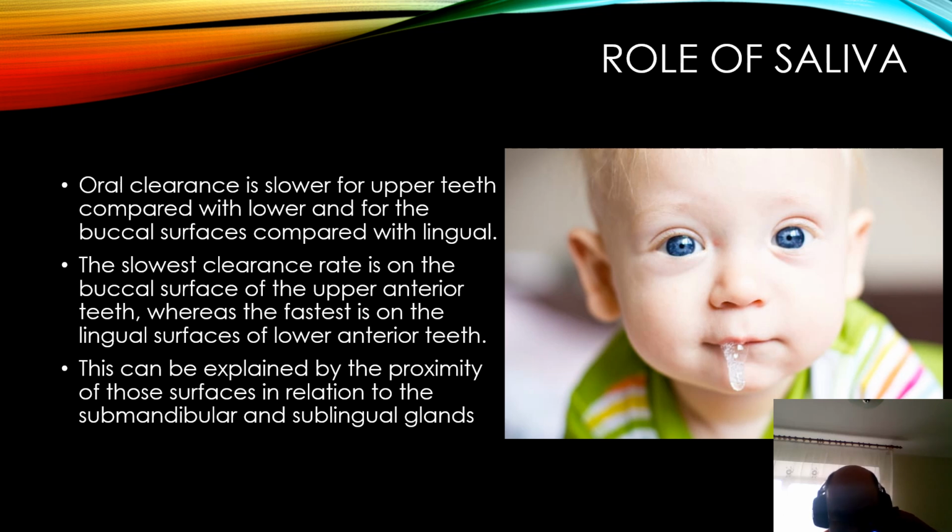Oral clearance is slower for upper teeth compared with lower, and for buccal surfaces compared with lingual. The slowest clearance rate is on the buccal surface of the upper anterior teeth, whereas the fastest is on the lingual surfaces of the lower anterior teeth. This can be explained by the proximity of those surfaces in relation to the submandibular and sublingual glands.